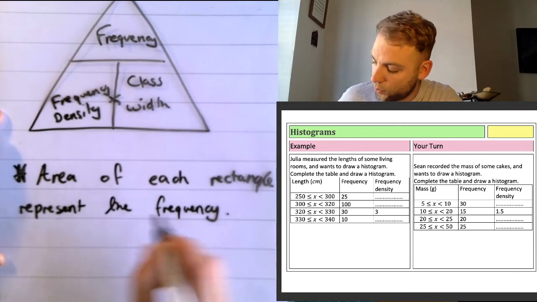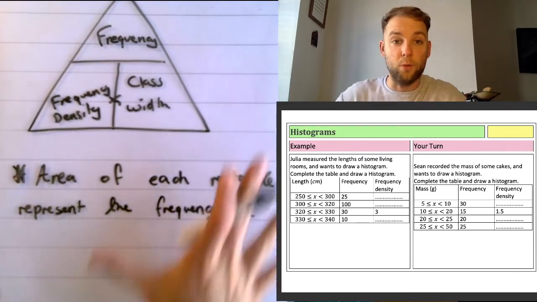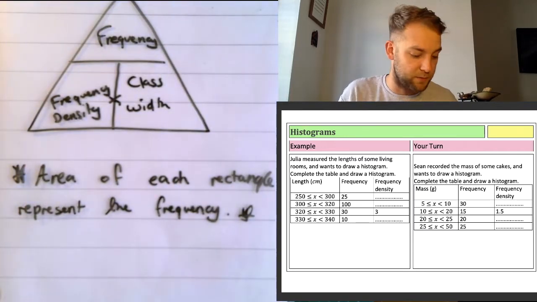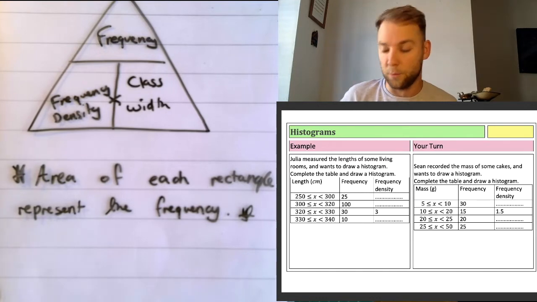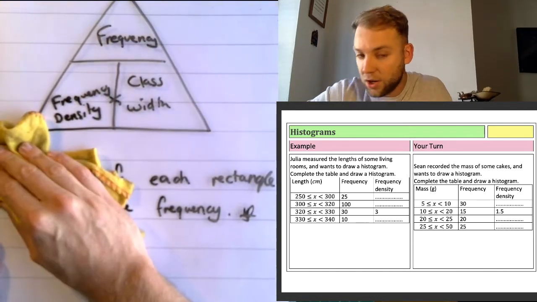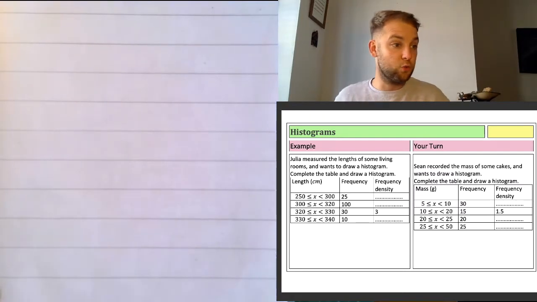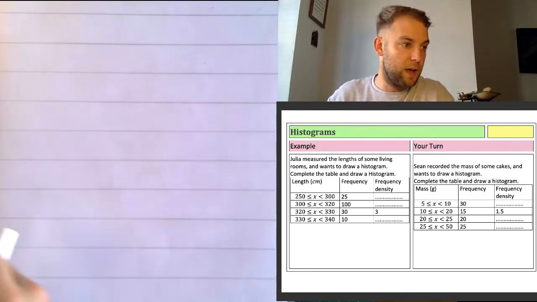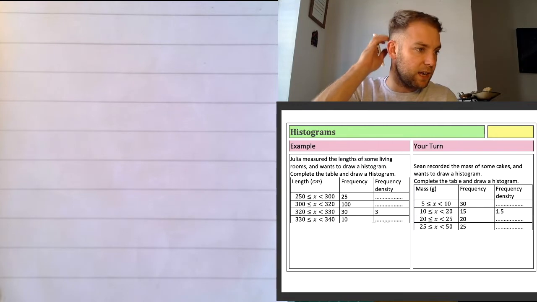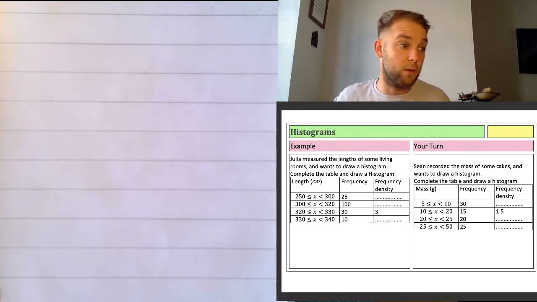That's so important as well, okay? As long as you know these two things and you've got a good grasp of this, then these questions do become quite easy. So let's have a go at this first one here. Now I'm going to draw it out. We're going to draw this histogram. So here we've got Julia and she's measuring the lengths of rooms.